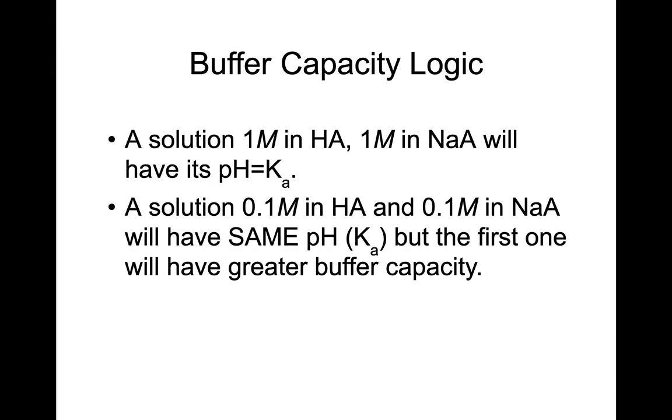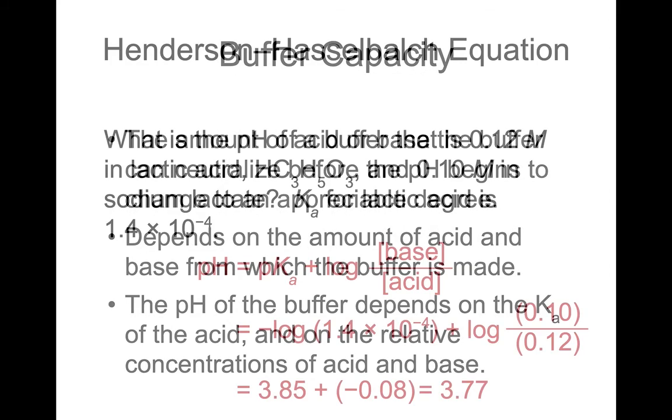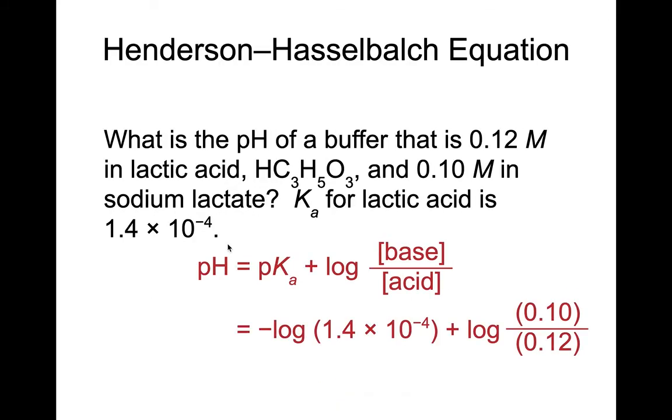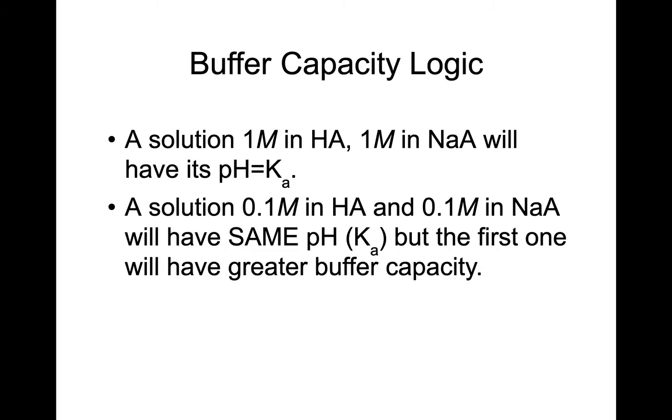So for example, a solution that's 1 molar in this general acid and 1 molar in this base will have its pH equal to its dissociation constant. Let me go back and show you that. That came from the Henderson-Hasselbalch equation. We had a 1 molar acid and a 1 molar base. The log of 1 is 0. So our pH, when the acid and base are equal, is going to equal our pKa, dissociation constant.